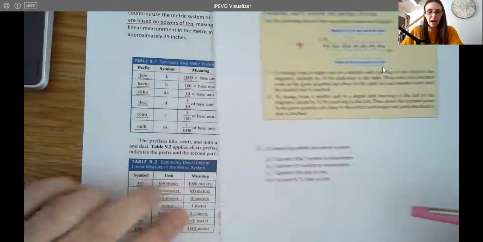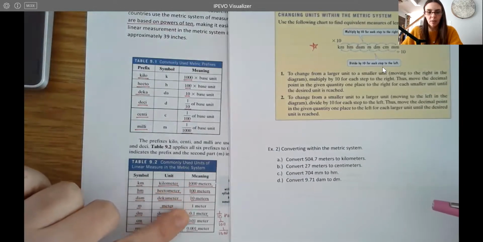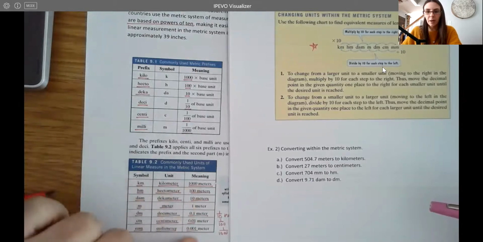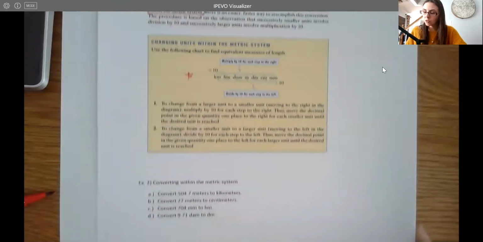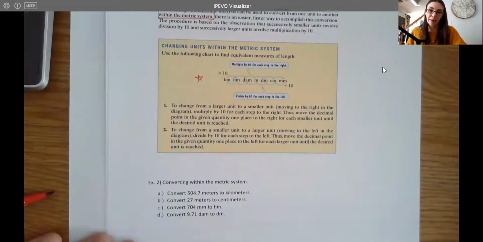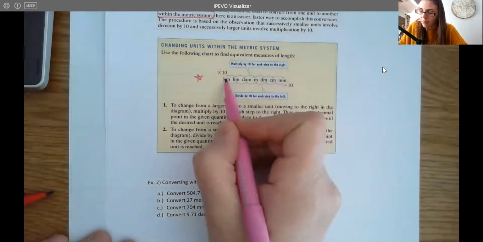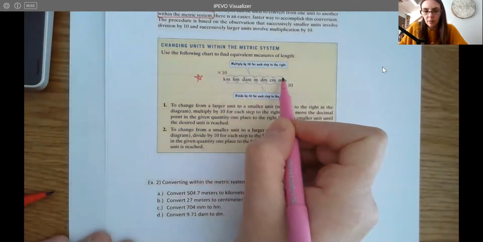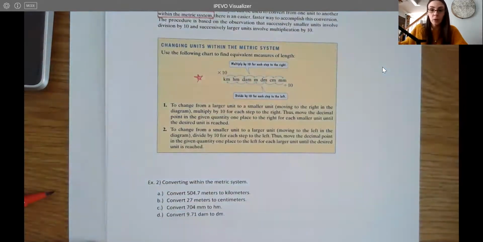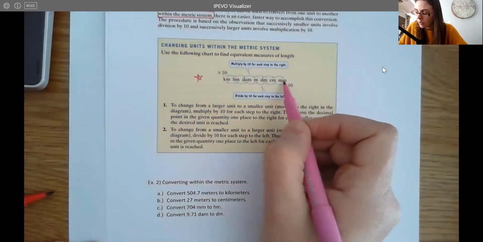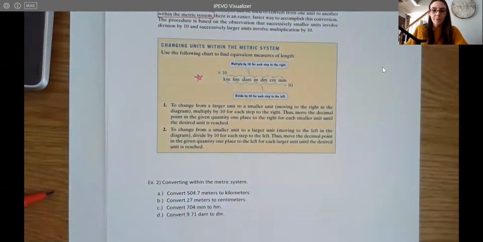Each of these is a power of 10 apart, right? From 1,000 to 100 to 10 to 1 to 1/10, 1/100th, 1/1000. So each one is a power of 10 change from one line to the next. Although we can use dimensional analysis, it's easier to multiply by powers of 10. If you're moving from a larger unit to a smaller unit, heading to the right, you multiply by 10 for each move. If you're going from a smaller unit to a larger unit, you divide by 10 for each move.